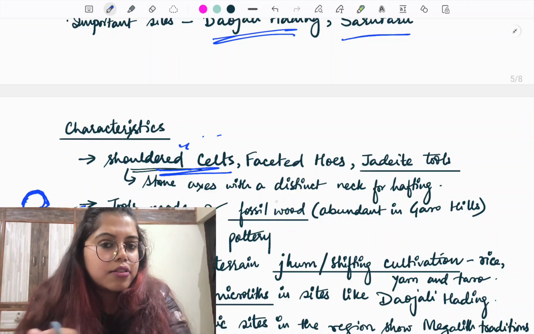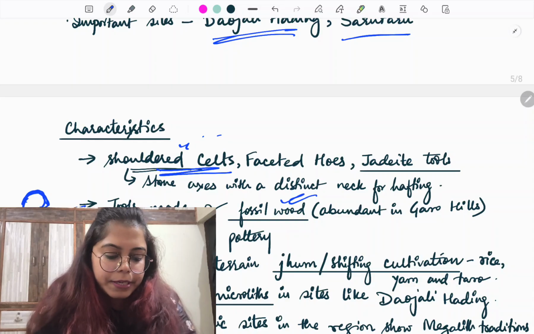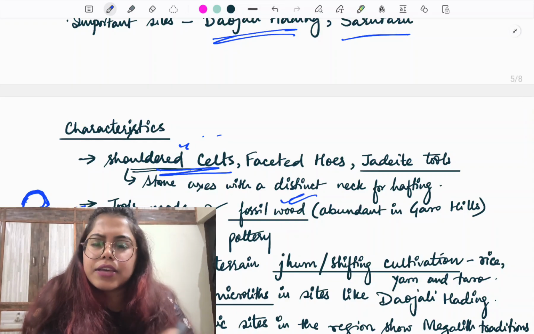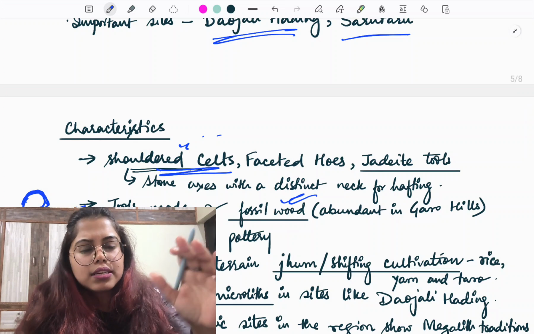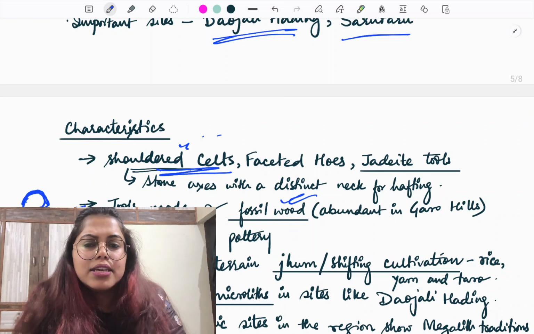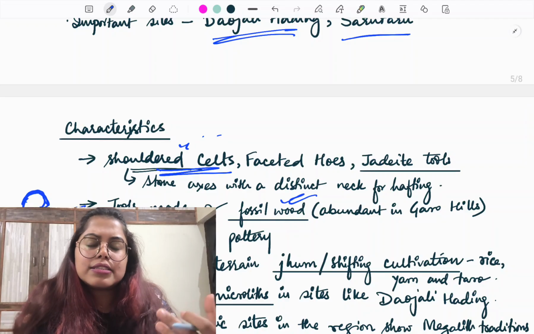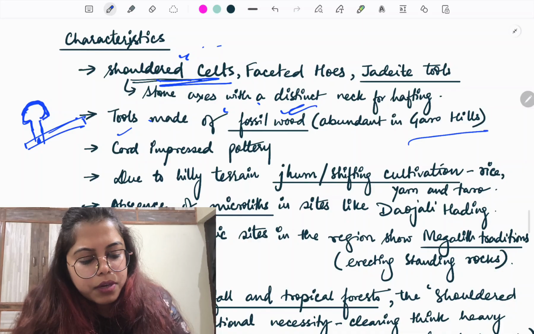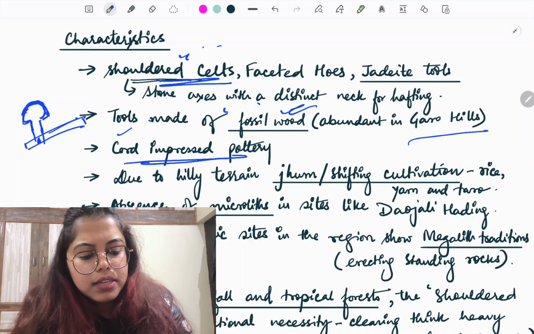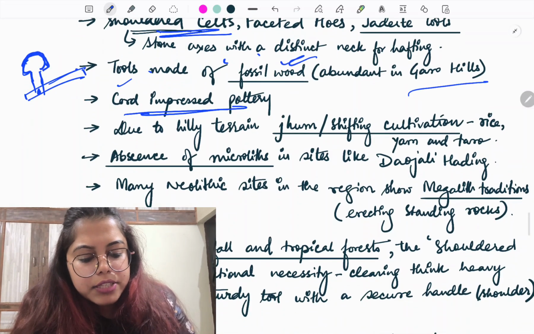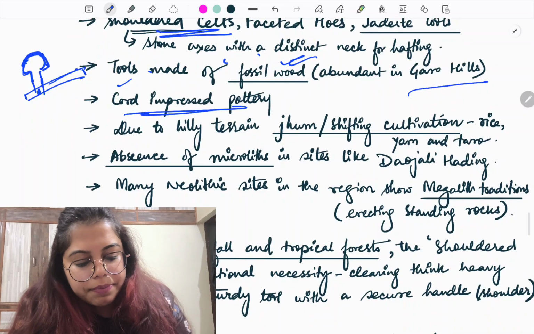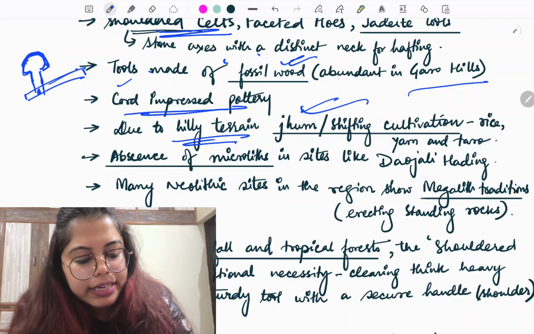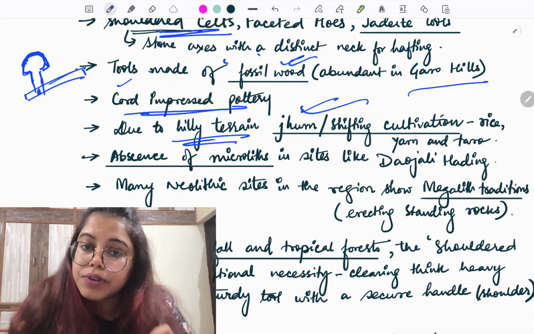Unlike other Neolithic sites of India, tools were also made of fossil wood. Fossil wood means wood that has been compressed for a very long time and has become fossilized. This is not rare. It is very abundant, and abundantly found in the northeastern region. So definitely a lot of tools were made of fossil wood, abundant in the Garo Hills. There was cord impressed pottery, again similar to what we have read earlier. Then, due to hilly terrain, there was also jhum cultivation, very important.